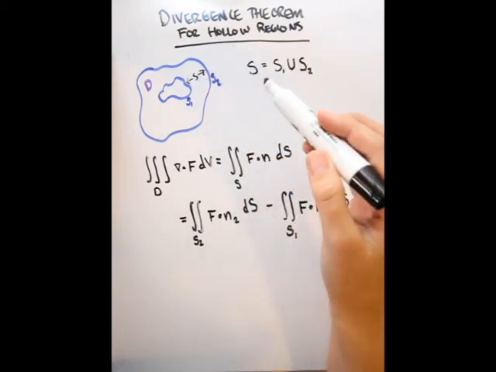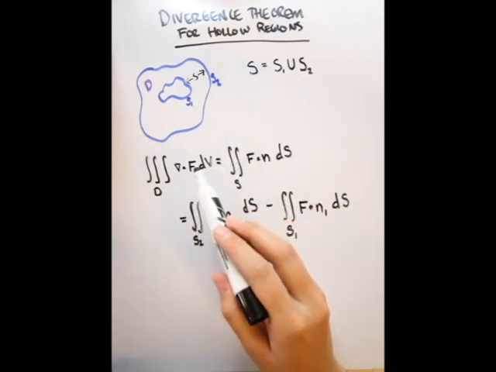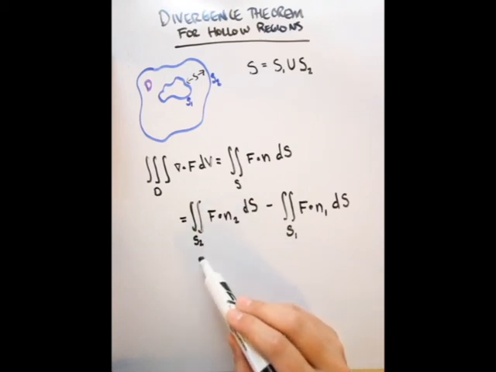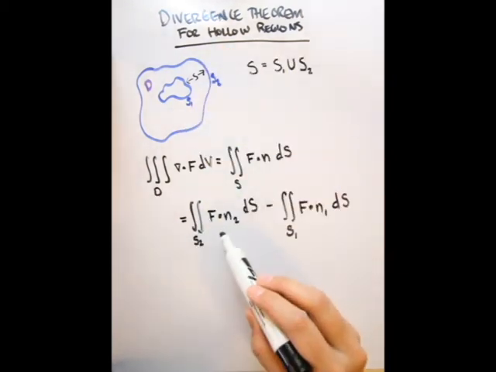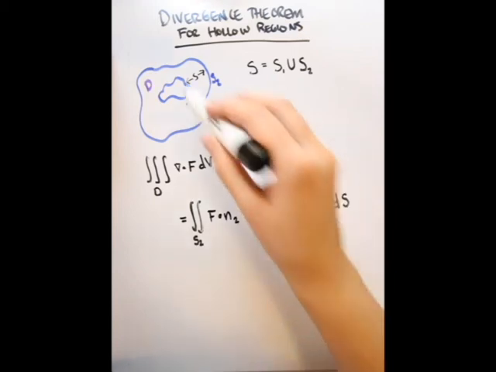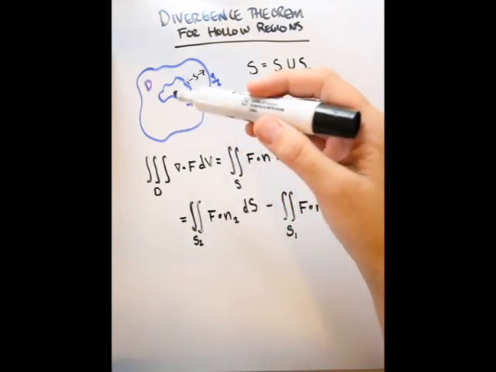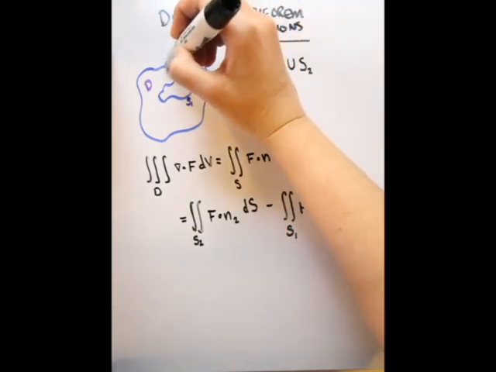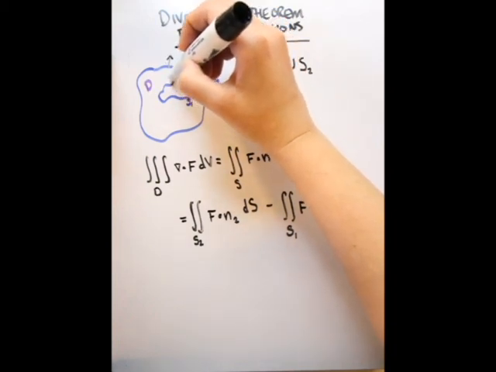Okay? So if you have a hollow region, then your divergence theorem basically just has to account for these two surfaces. And so what you end up doing is you take the double integral over the outside surface, S2, and subtract the double integral of this inside surface. And in this case, n1 and n2 are the outward normal vectors for each of the surfaces. So you could think of n2 as an outward normal vector from here, and you could think of n1 as an outward normal vector from here, from this surface.